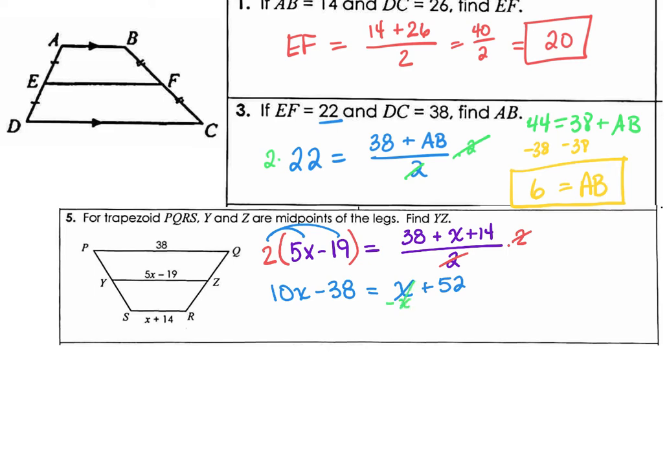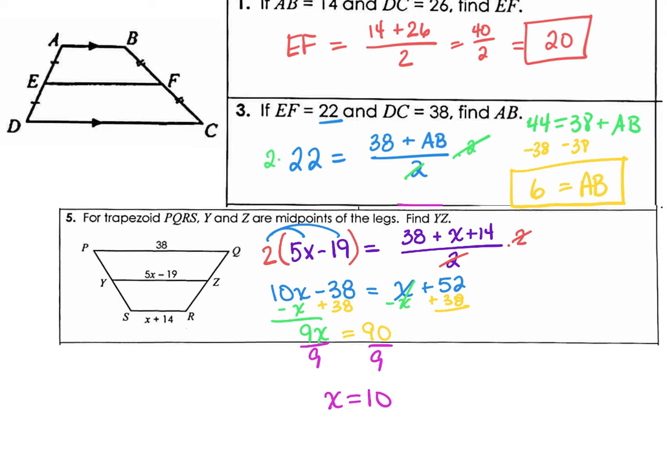Subtract your x over. This will give us 9x on the left-hand side. Add your 38 to both sides. That's going to give us 9x equals 90. And then, of course, I want to divide both sides by 9. Now, again, always know what you're solving for. X is going to equal 10.